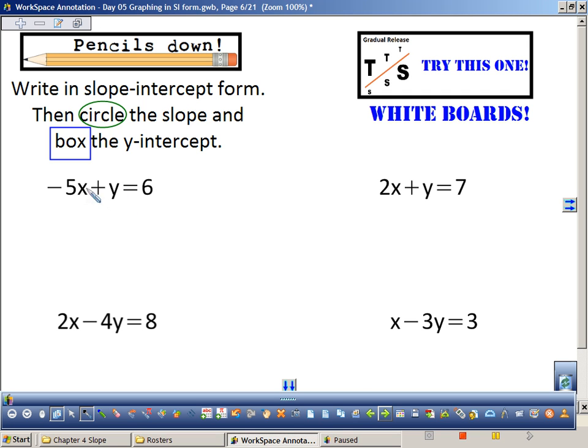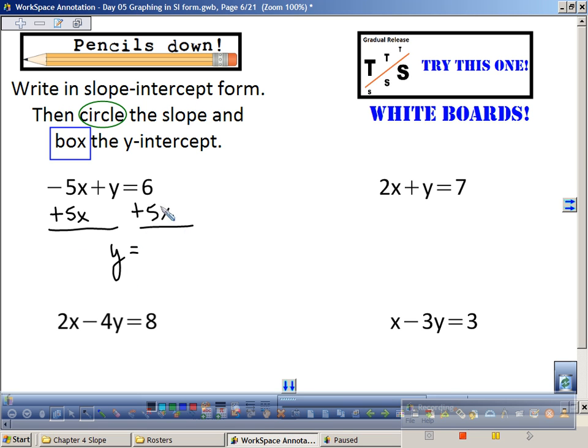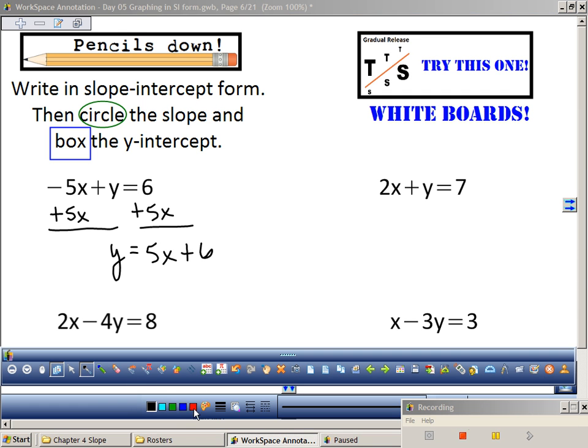This one not only is 5x in the wrong place, it's on the wrong side. How am I going to move negative 5x? I'm going to add 5x to both sides. So when I add 5x to both sides, I get y equals 5x plus 6, where my slope is 5 and my y-intercept, oops, it didn't change color, is positive 6.